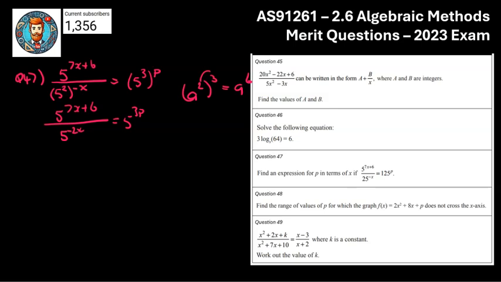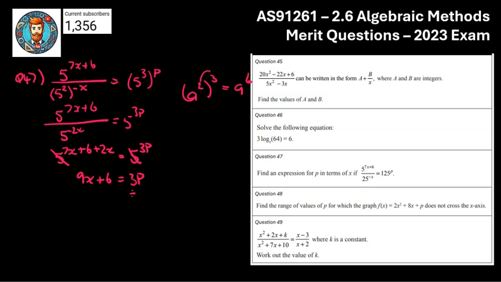So we can now apply our quotient rule, our division rule. We're just going to subtract the powers, and noting we're subtracting a negative, so this is going to become addition in this case. So it's going to be 5 to the power of 7x plus 6, that's going to become plus 2x, and that is going to be equal to 5 to the power of 3p. The bases are in common, so they're going to cancel each other out. Simplify this at the same time. So that's going to become 9x plus 6 is equal to 3p.